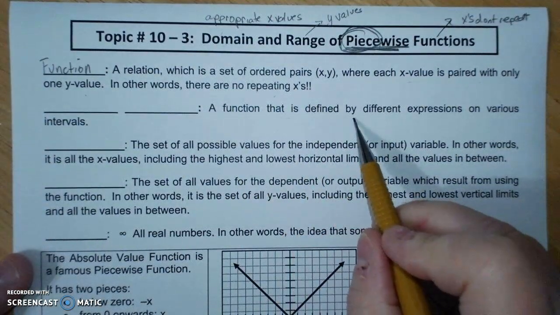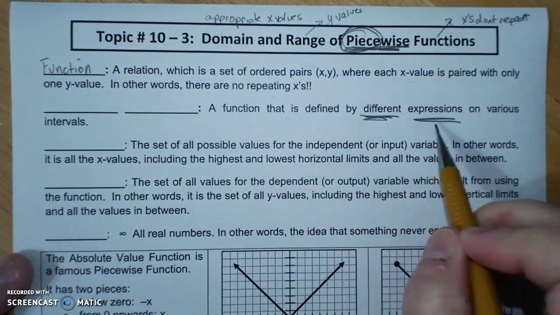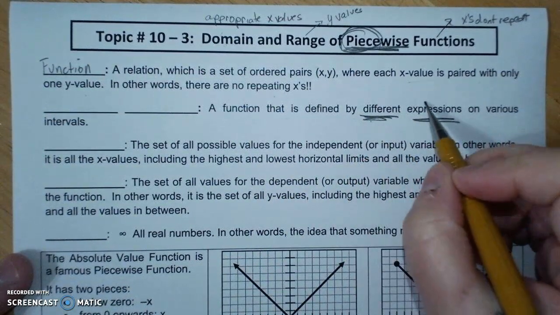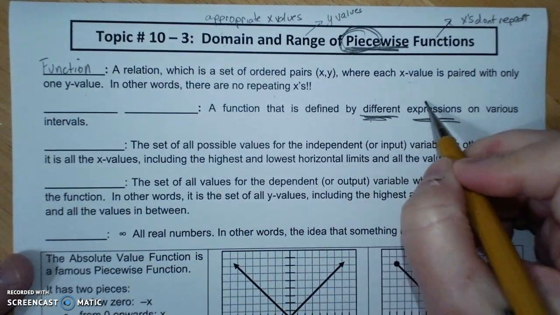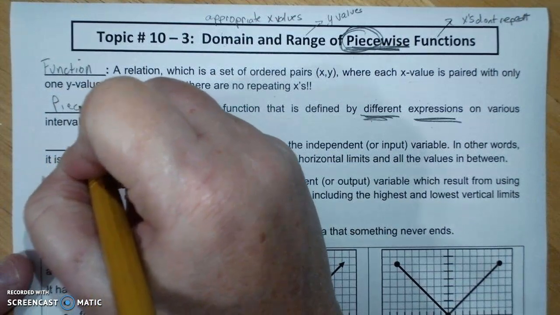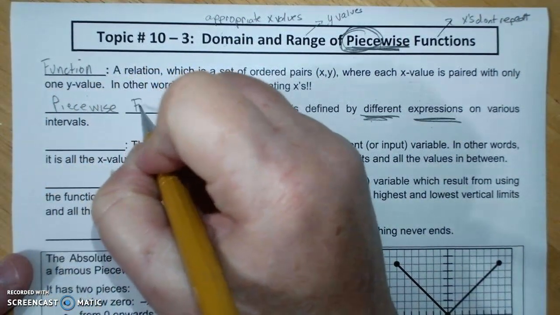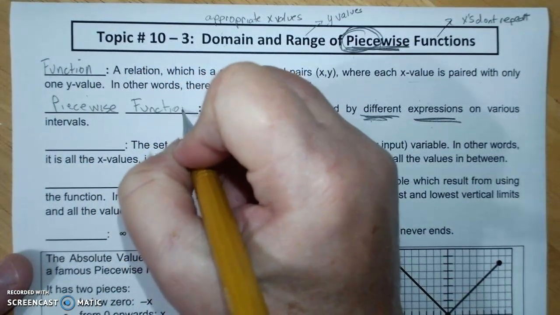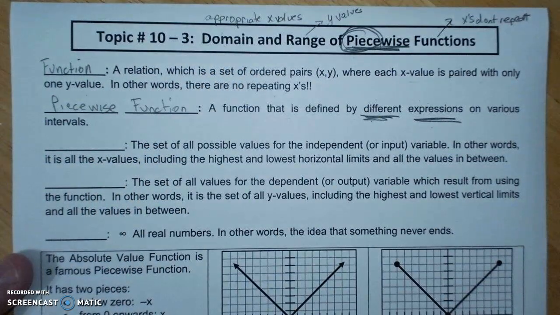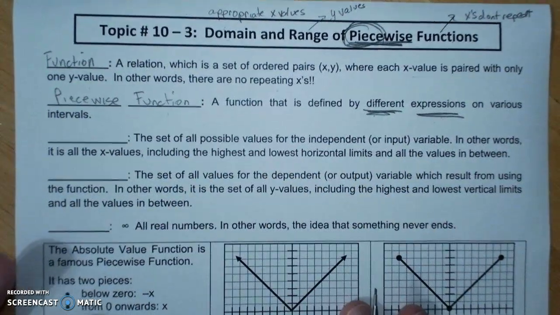A function that is defined by different expressions on various intervals. So different, you could say different pieces. And so this is a piecewise function. So what it is, it's going to have a whole bunch of pieces to it. However, it's still going to remain a function.